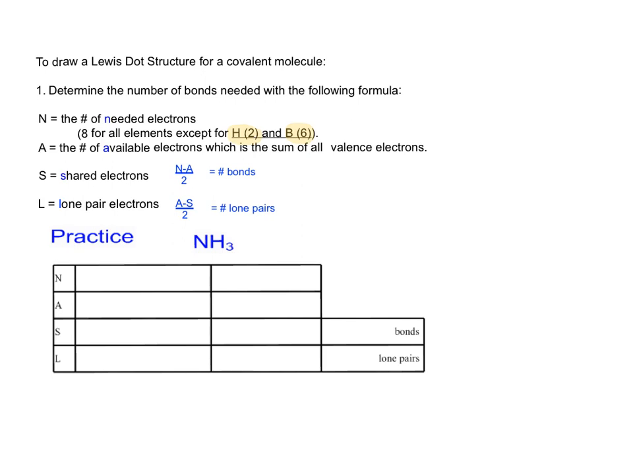Our compound is NH3. So first, the number that are needed. I would say, cool, this compound has one nitrogen and three hydrogens. Nitrogen needs eight valence electrons to fulfill its octet. And then I have three hydrogens. Each hydrogen needs two. Remember, that's our exception. So you could say plus two, plus two, plus two, because there's three of them, or of course, two times three. Either way, it'll get you the right number. So eight plus six is 14. That means to fulfill all these atoms' octets, I need 14 electrons.